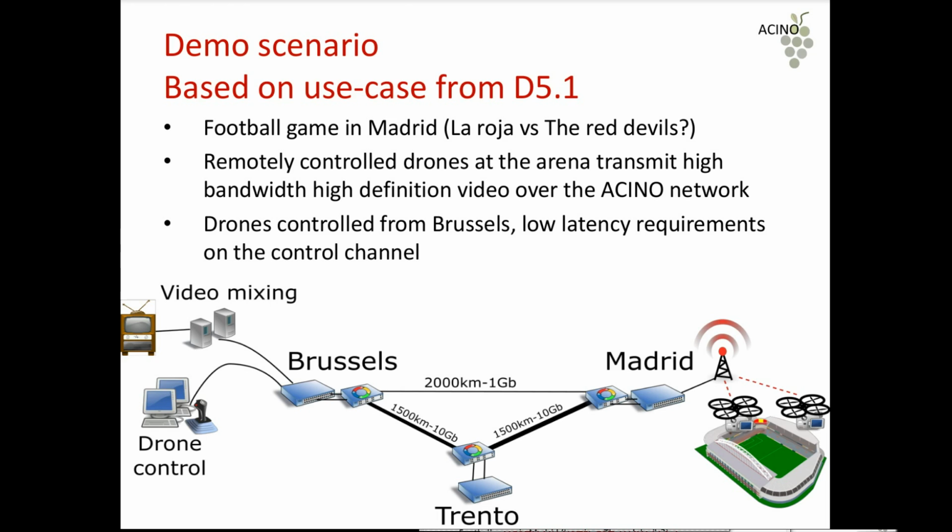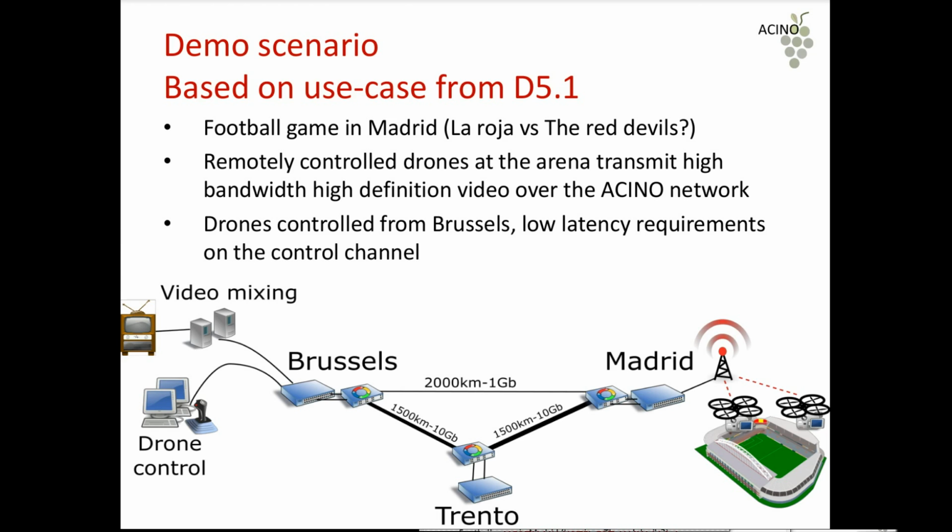The network is shown here at the bottom, with the stadium in Madrid shown to the right side and the controlling TV company to the left side. The optical network is a triangle that goes between Brussels, Madrid, and Trento. The connection between Brussels and Madrid is 2000 kilometers long, which limits our bandwidth to only 1 gigabit per second.